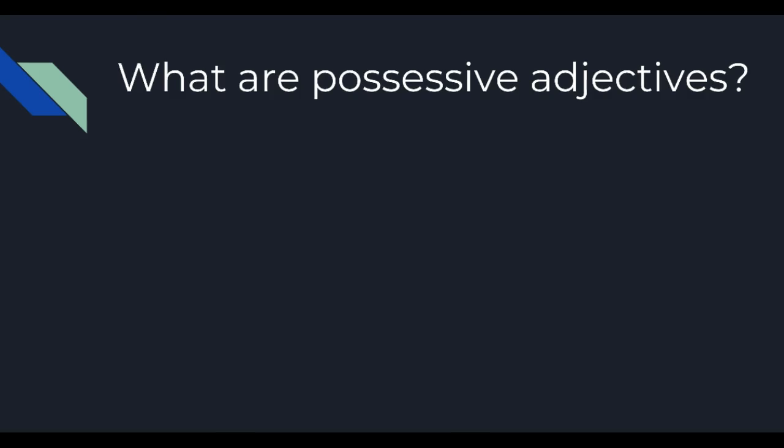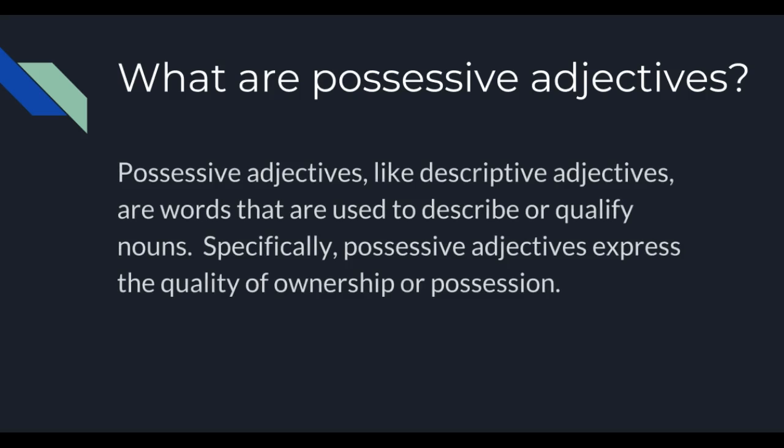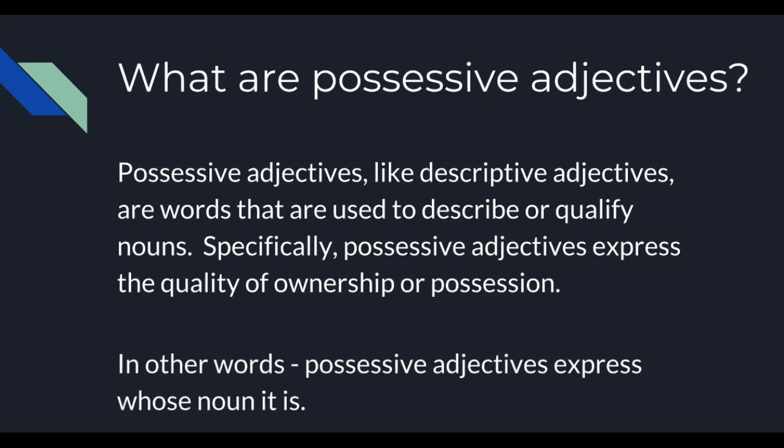The first question I want to ask you is, what are possessive adjectives? If you think about it in English, it's something that you probably use on a daily basis, but maybe you didn't know this is what they were called. Well, here's the definition. You don't have to write this down in your notes, but possessive adjectives, like descriptive adjectives, are words that are used to describe or qualify nouns. Specifically, possessive adjectives express the quality of ownership or possession. Now, to put that in really basic terms that you can write down in your notes, possessive adjectives express whose noun it is. That's probably the easiest way to word that.